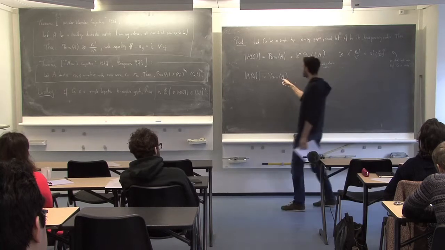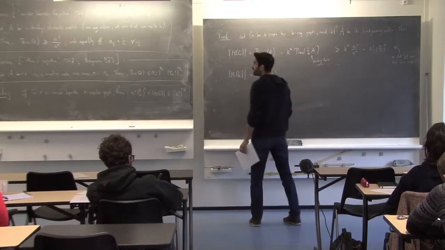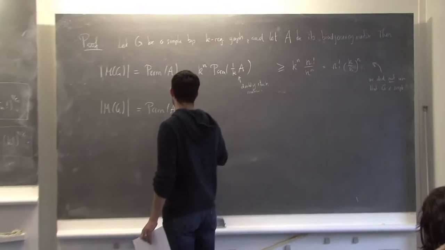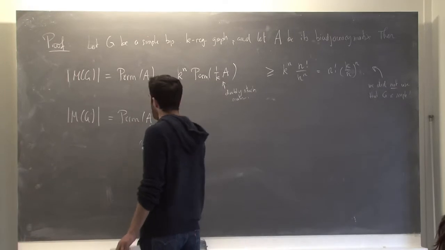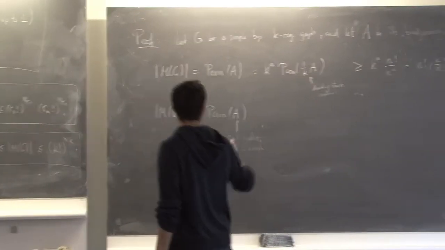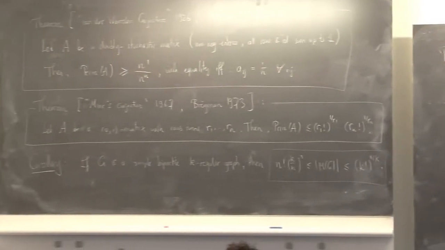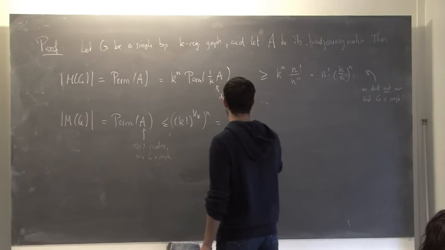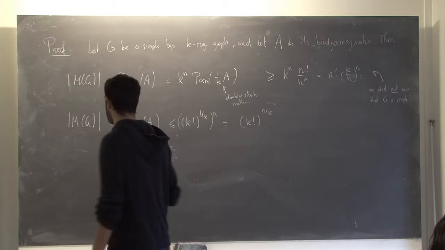But now we will use it, so the permanent of A. Since G is simple, A is a 0-1 matrix. And so this is less or equal to, since each of the rows sums up to k, (k factorial) to the power 1 over k, to the power n, and this is the bound we wanted, right?